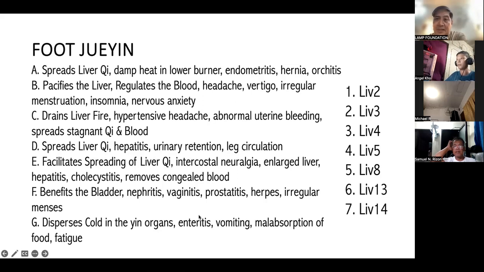Okay, always remember this, urinary retention, may kinalaman pa rin dito si liver. So kaya yung mga nakakaroon ng urinary retention, you have to improve the liver chi. Okay, number 4, liver 5.